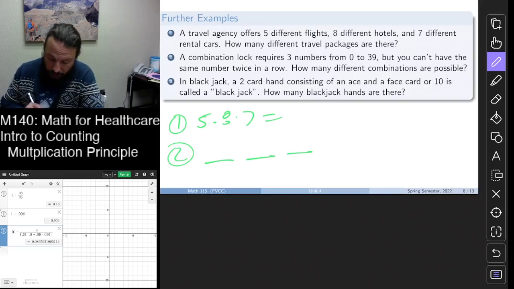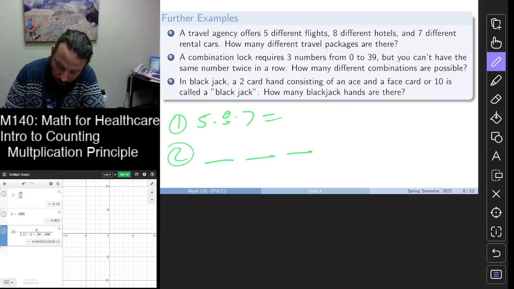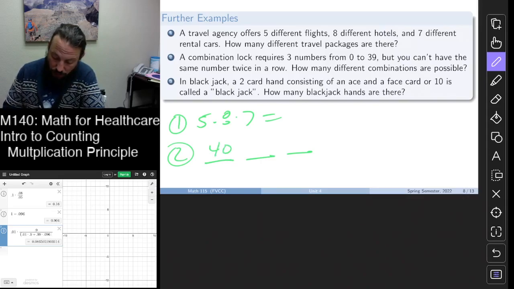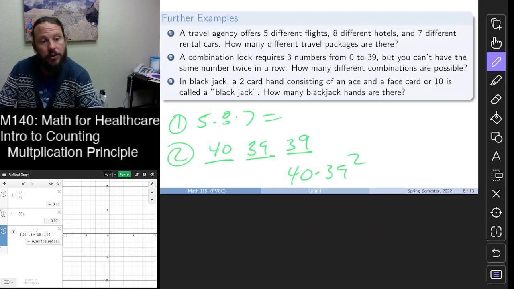And this here is, there are 0 to 39, that's 40 to choose the first thing. But we can't have the same number. Now, for the second one, there's only 39 because we can't have whatever that first number was. Third number is not 38, but 39 again because it just can't be the middle number because it's in a row. So we get 40 times 39 squared, and I'll let you calculate that.